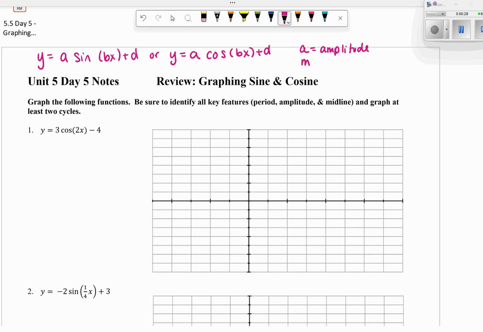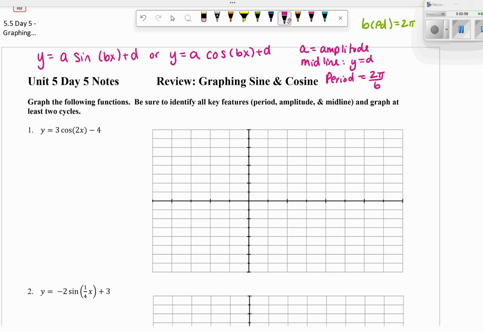Then we have our midline, which is that d value. So y equals d would be the midline. And then the period. Recall that we talked about this equation, b times the period always is equal to 2 pi. So we said then that the period was equal to 2 pi over b.